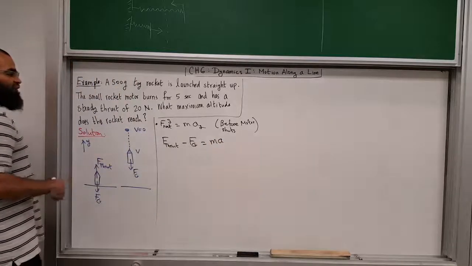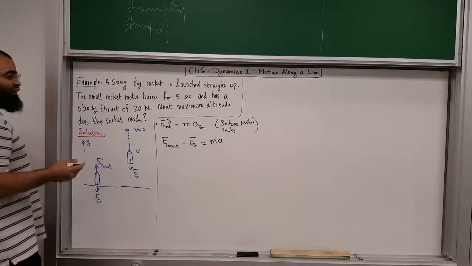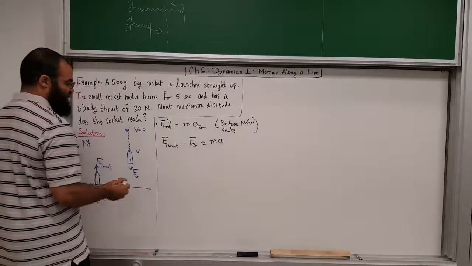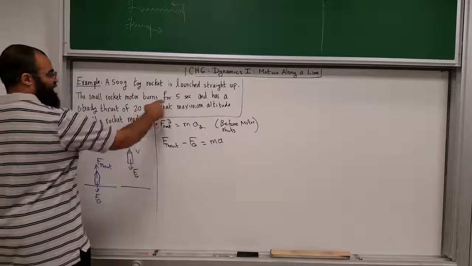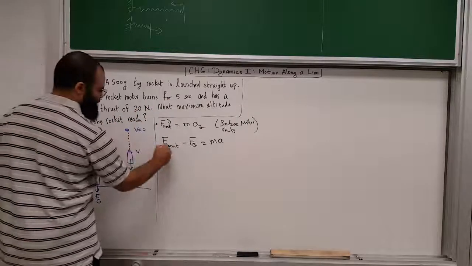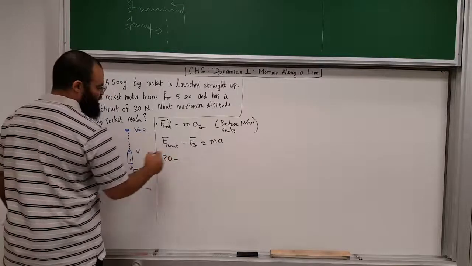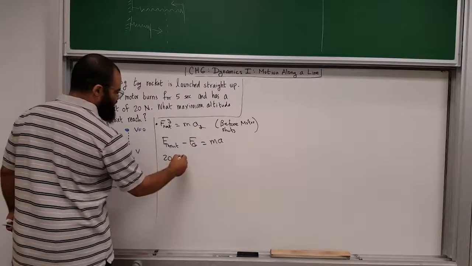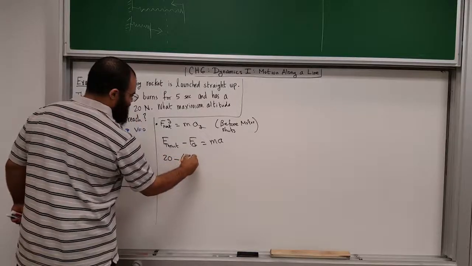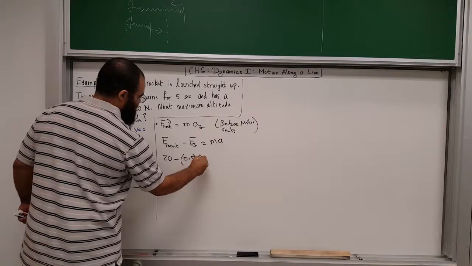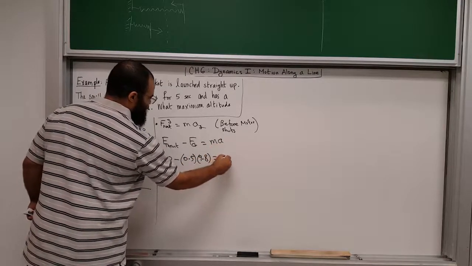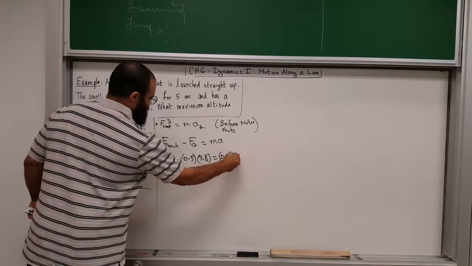I'll just call it a, because that's all we have in the y direction, so there is no ambiguity. The thrust force is given to us, and it is 20 newtons. So this part here is 20. The force of gravity is the mass times gravity, mg. The mass is 500 grams, so 0.5 kilograms, times 9.8, equals ma. Again, the mass is 0.5 kilograms, and the acceleration is a.